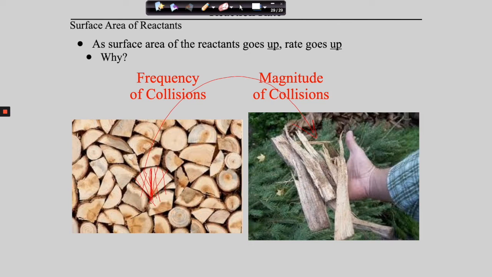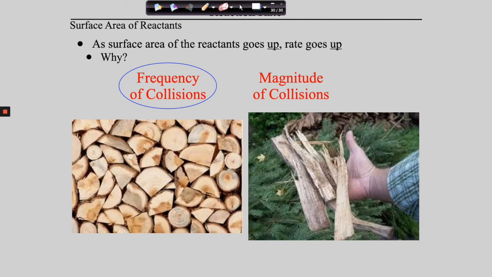Now again, guys, the question, is this a matter of frequency or magnitude? Does cutting up a log make the oxygen and the wood hit harder? The answer is no. This isn't a magnitude issue. Guys, this is a frequency issue. More surface area, more frequent collisions.